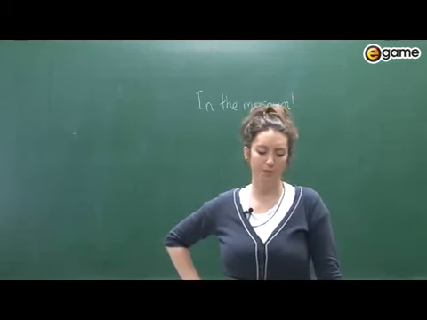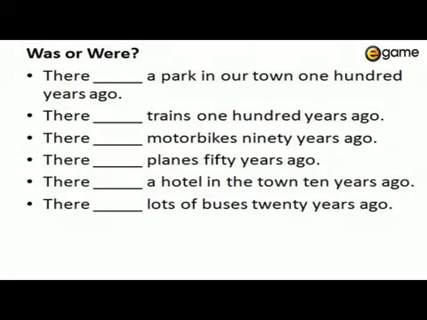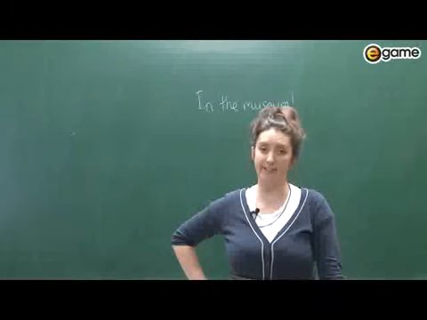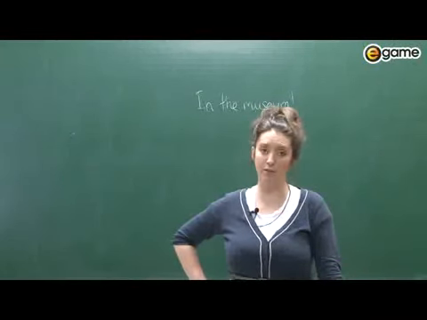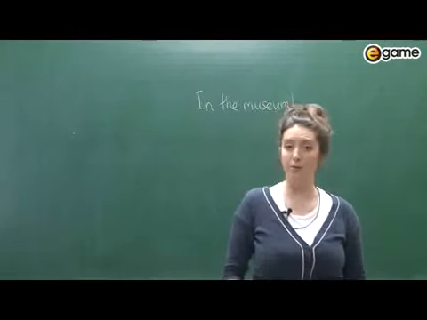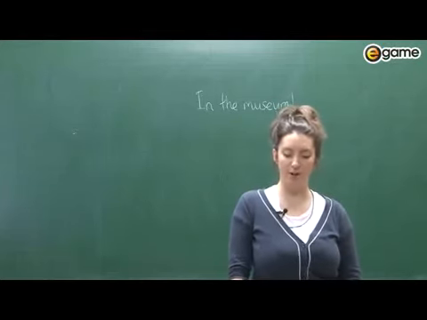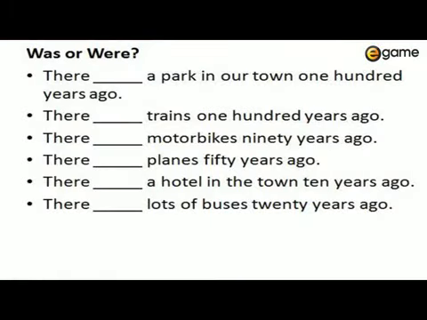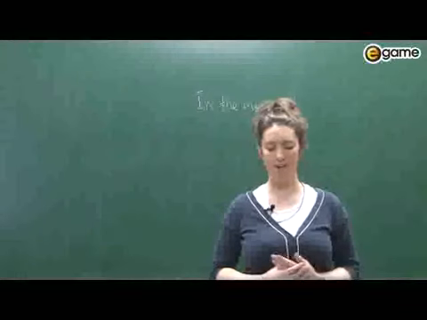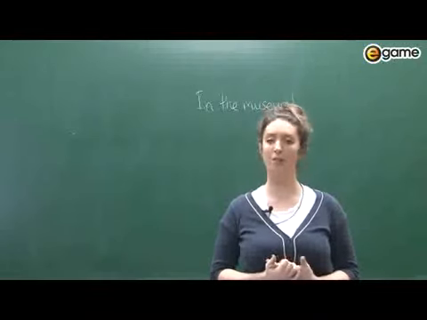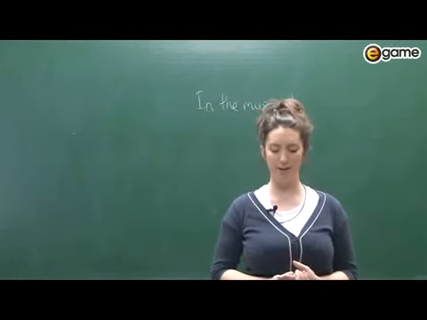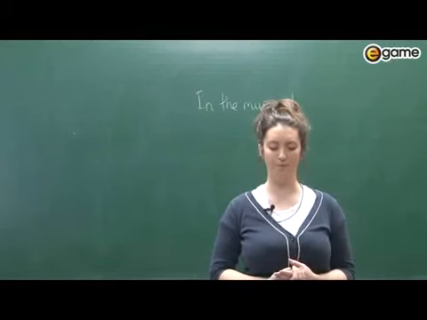Number 2. There was or were trains 100 years ago. Trains. There's an S on the end, so it's plural. So we use were. There were trains 100 years ago. Number 3. There were motorbikes 90 years ago. Same again, motorbikes, plural. So it's were. There were motorbikes 90 years ago.